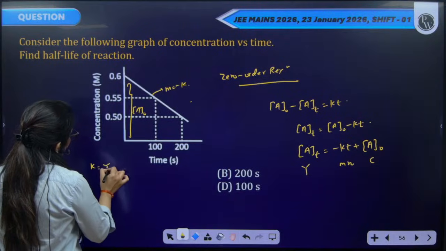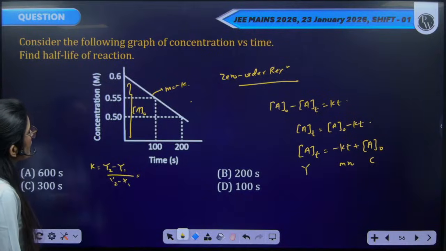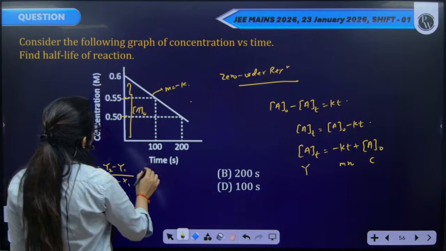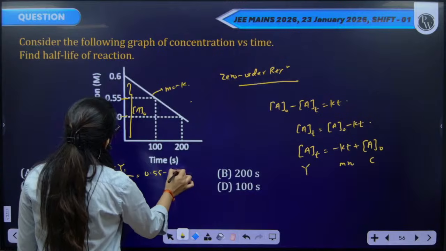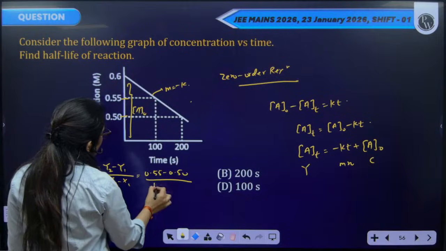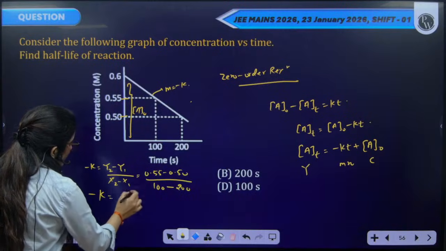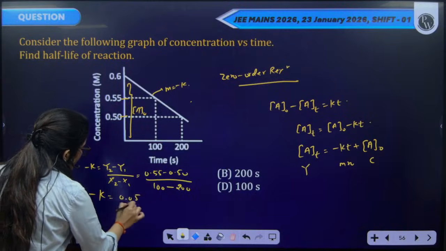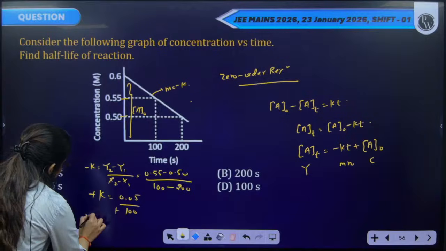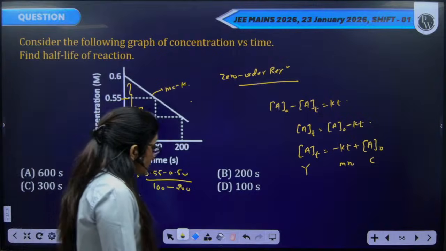K will be equal to y2 minus y1 divided by x2 minus x1. You can take any 2 points, like I'm taking this one and this one. So the y2 value will be 0.55 minus 0.50, divided by x2 minus x1. So here it is 100 and here it is 200. That is the value of minus K. So the value of minus K will be 0.05 divided by minus 100. Overall the value will come negative, so negative and negative will cancel out. So the value of K will be 5 into 10 raised to the power minus 4. This will be the value of K.